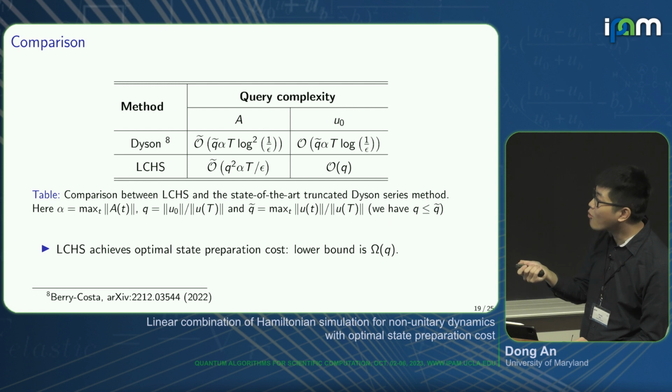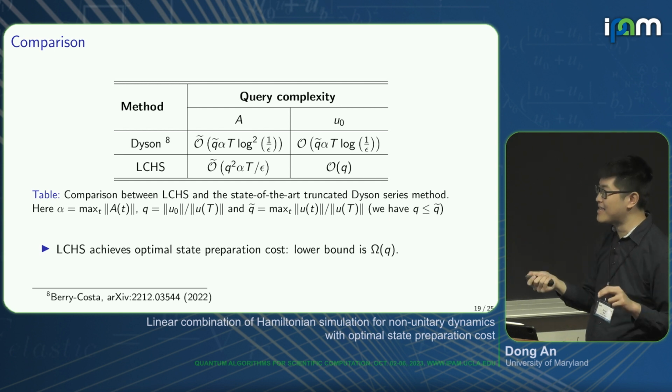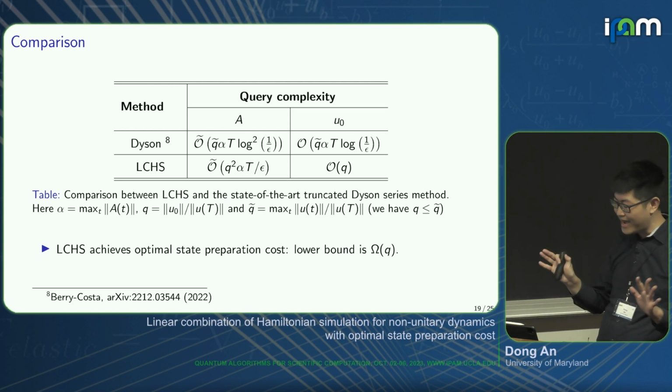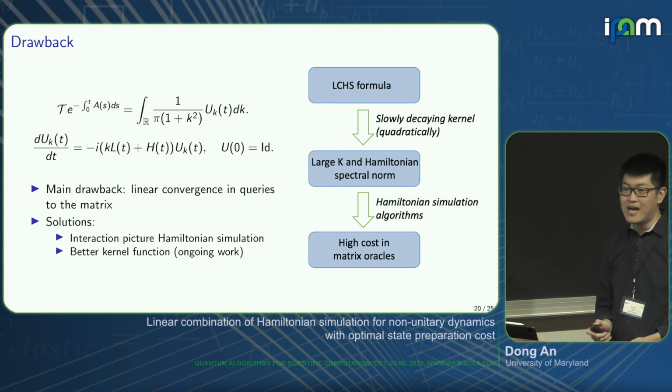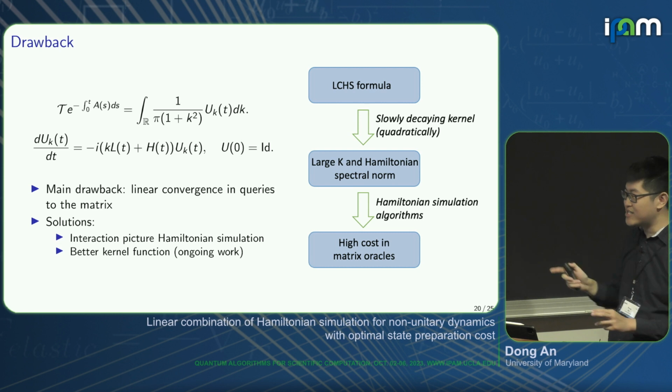That is, if you look at the query complexity in terms of the matrix, then our method is worse than the truncated Dyson. For example, here we have a 1/epsilon scaling, but in the truncated Dyson it is only polylog 1/epsilon, which indicates that our method is actually a first order method. So it is not a high order method. And this is really because of the discretization of my integral, the truncation error.